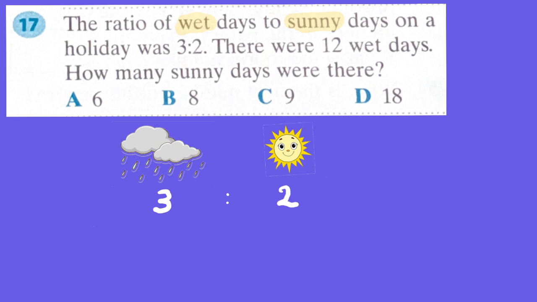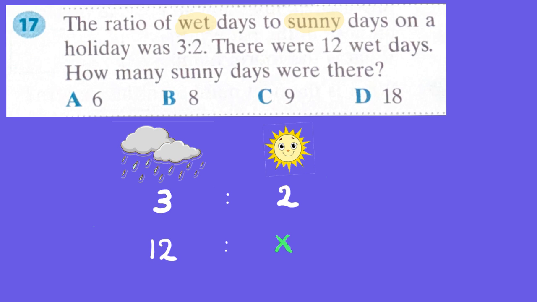Now, it seems that there were 12 wet days. So how many days were actually sunny? This is the question mark, okay? So let's put an unknown letter there, such as X. Right? So we'll put X.